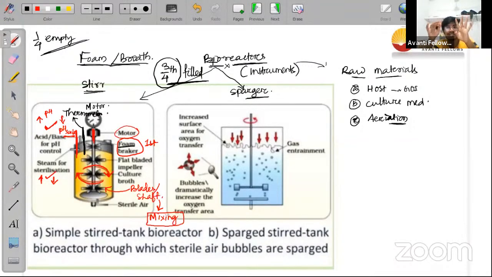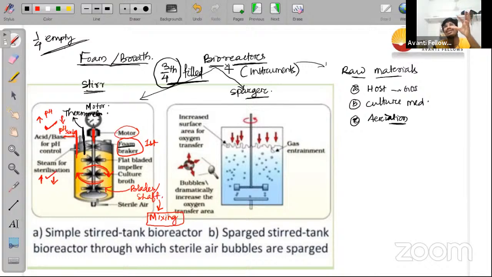4 part में से third part तक fill कर सकते हैं, 3/4 fill कर सकते हैं, but not more than 3/4. We can fill it less than 3/4, no problem. ठीक है. Foam क्या होता है? Foam are like broth और foam होते हैं.